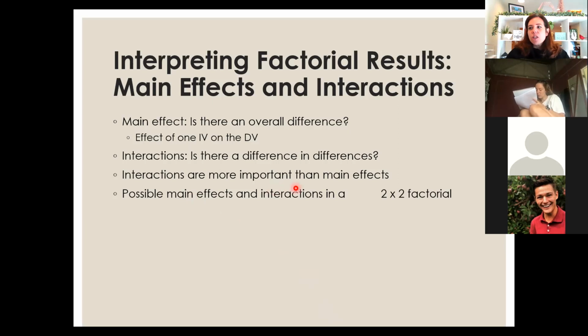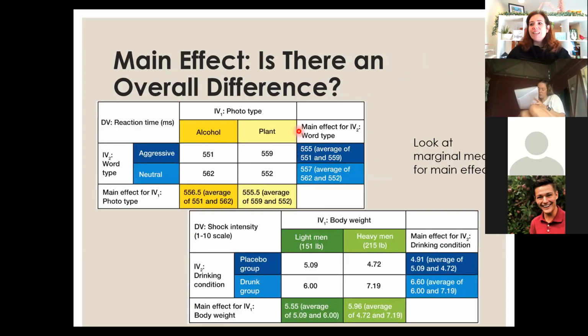And the interactions tend to be more important than the main effects, because again, it gives you richer data as to what is happening and how the dependent variable is most affected. So again, that's another way to look at it. And it is possible to have both a main effect and an interaction effect in a 2x2 factorial design. In fact, let's look at it. So is there an overall difference? The main effect I'm trying to figure out is whether there is an overall effect of one independent variable on the dependent variable?